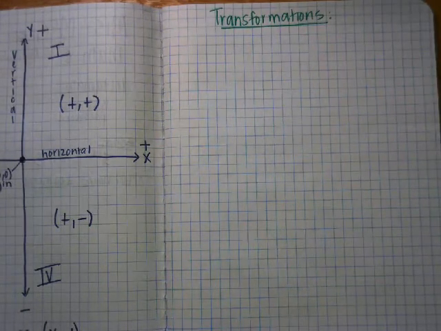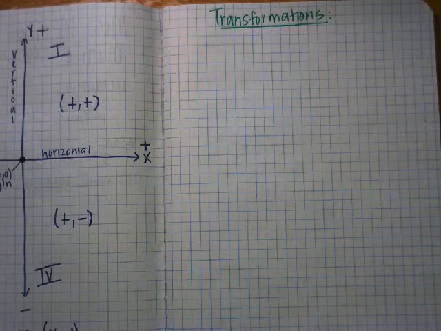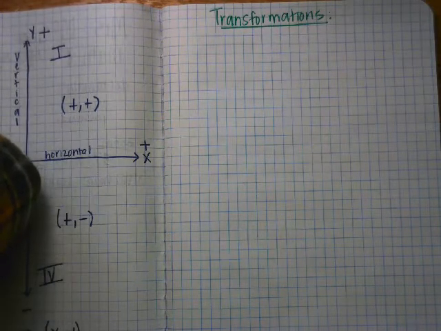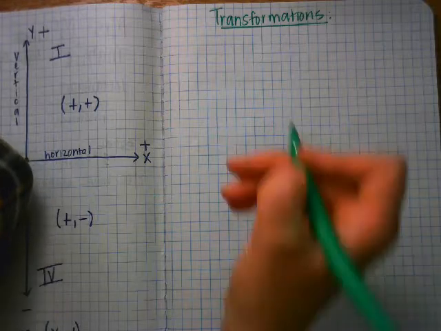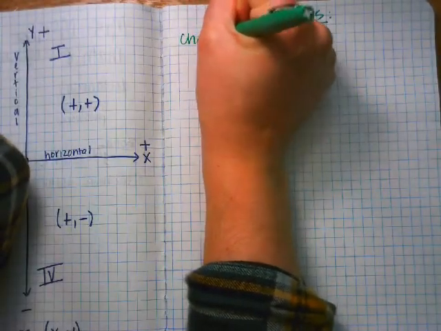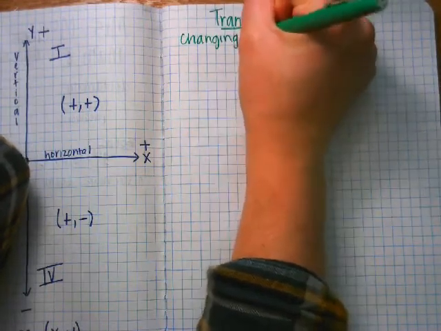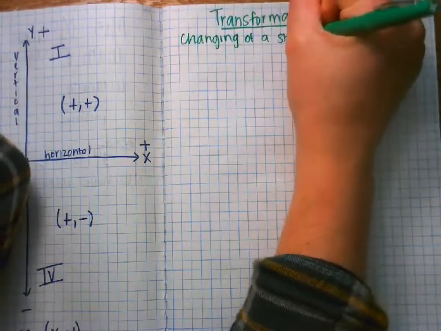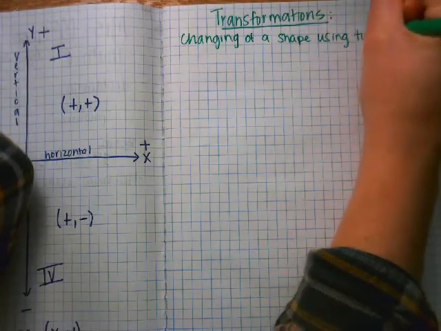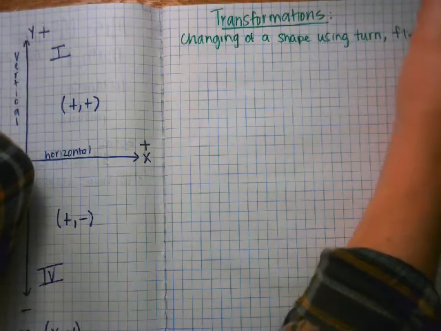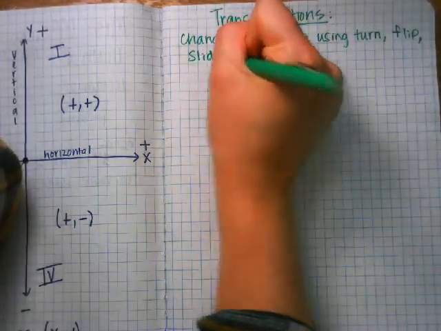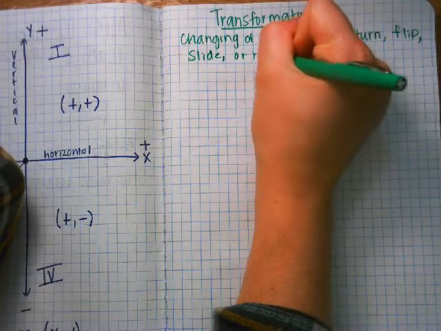Right, and I'm going to give you a definition here. Transformations are the changing of a shape using a turn, flip, slide, or resize. So, changing of a shape using turn, flip, slide, or resize.